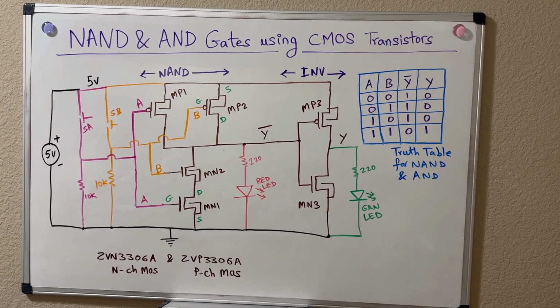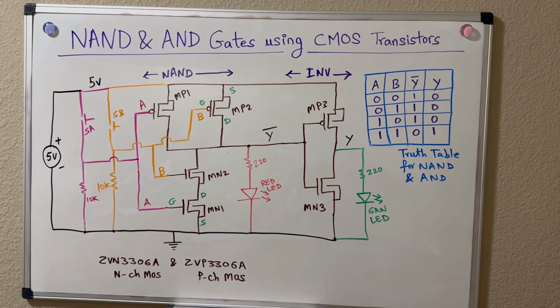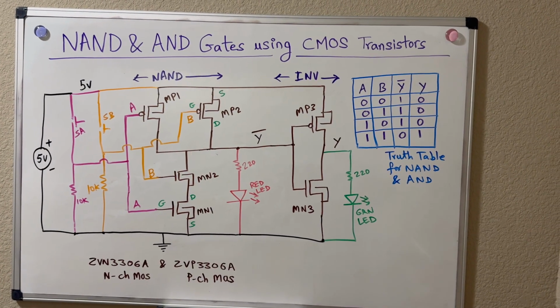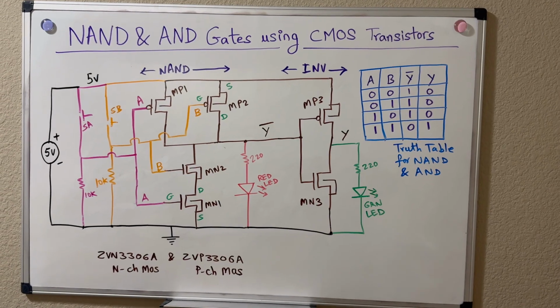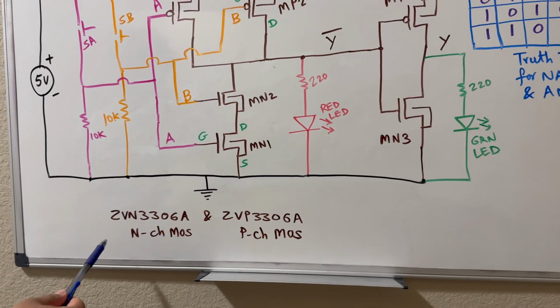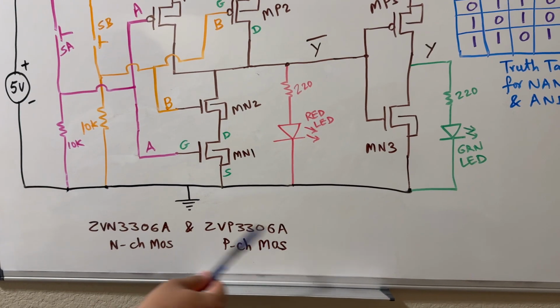Today we're looking at NAND gates and AND gates using CMOS transistors. So for this project, we're using NMOS transistors and P-channel MOS transistors. These are the specific ones we're using. For the NMOS, it's this, and then for the PMOS, it's those.